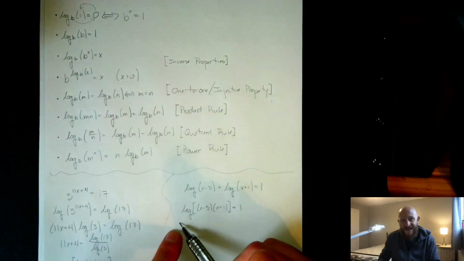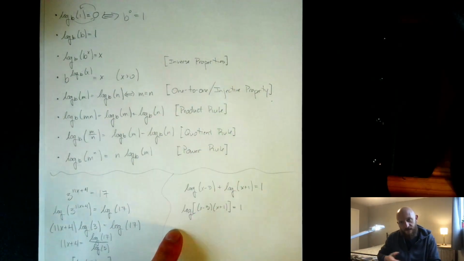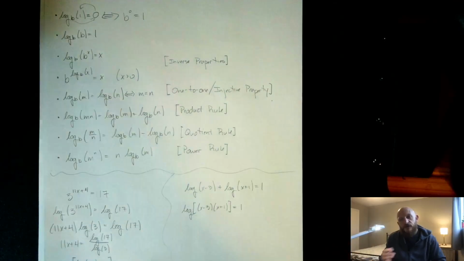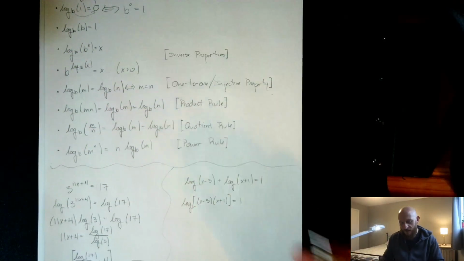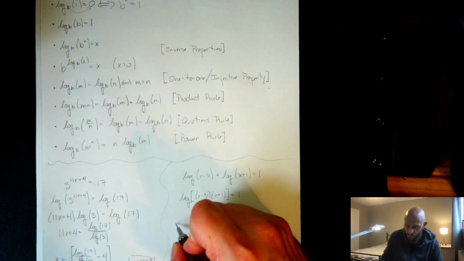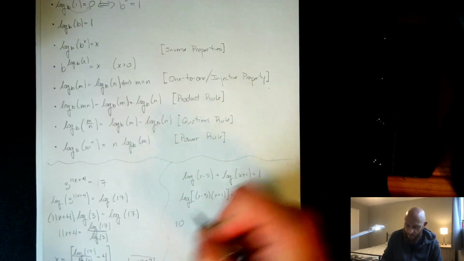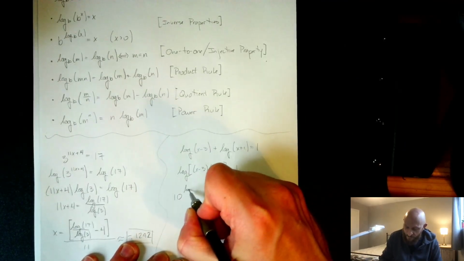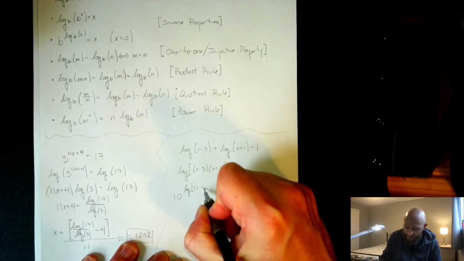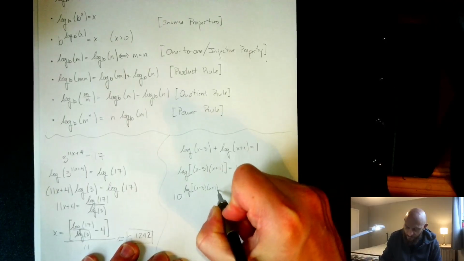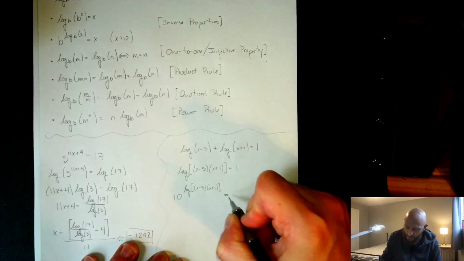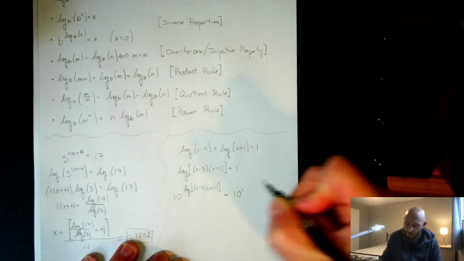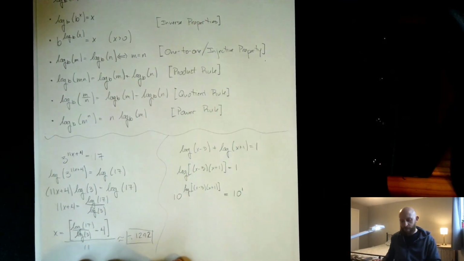So if I have 10 raised to log base 10, they'll cancel each other out. But if I do it to the left side, I've got to do it to the right side. So basically what I'm saying is, this is equivalent to 10 raised to the log of x minus 3 times x plus 1 is equal to 10 raised to the first power.